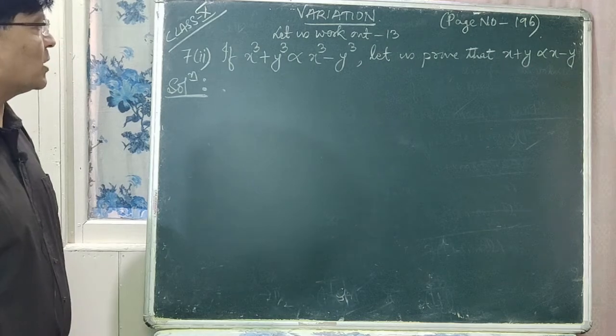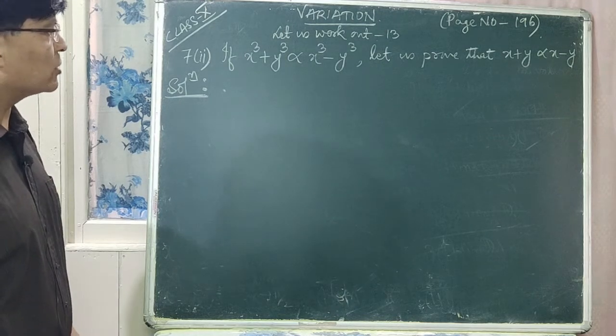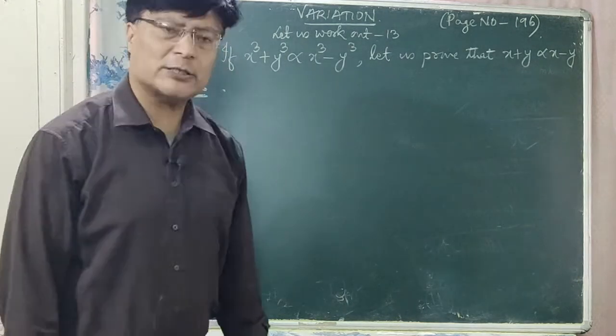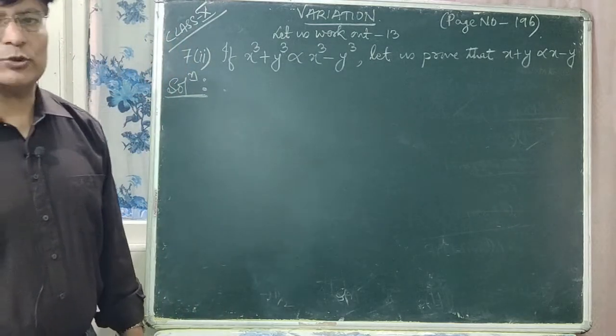If x cube plus y cube is proportional to x cube minus y cube, let us prove that x plus y is proportional to x minus y.